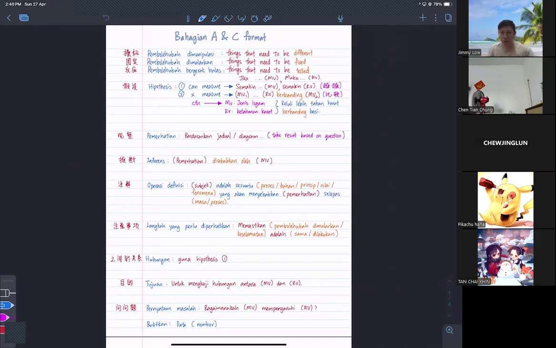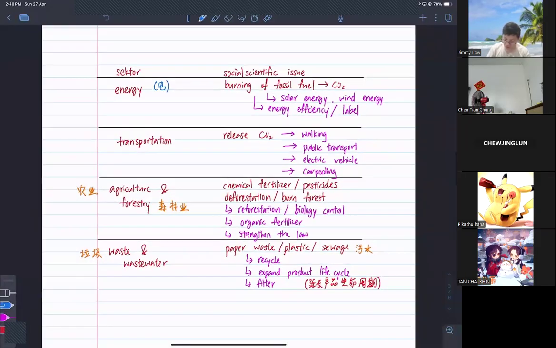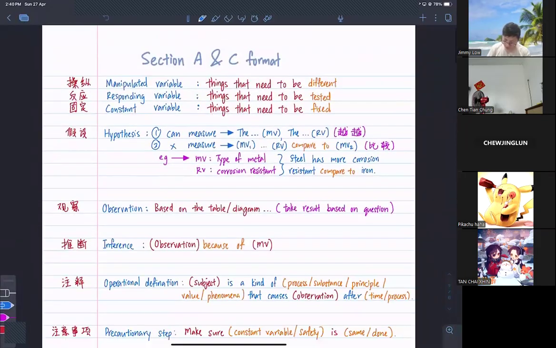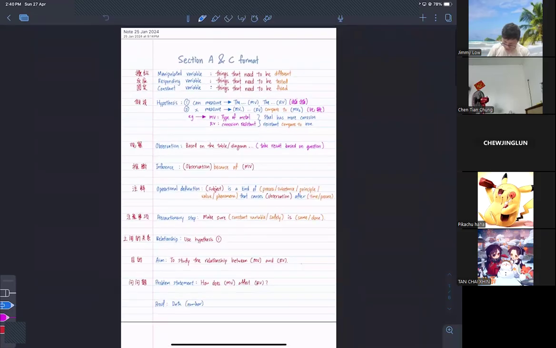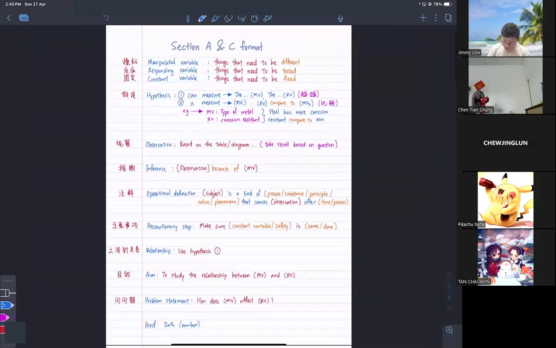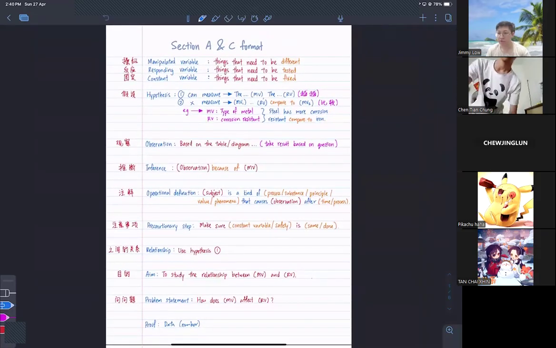Okay, this format will be worth you around 30 marks. I'll explain what is inside soon. This one is your Section A and Section C for English. So if you need it, just take a screenshot lah. I'm okay with that.